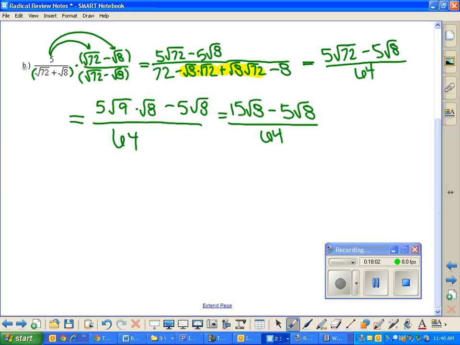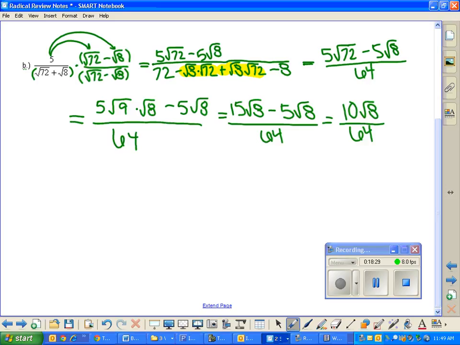So 15 square roots of 8 minus 5 of them. How many do we have left? 15 square roots of 8 minus 5 square roots of 8. 10 square roots of 8. Thank you, John. I appreciate that. 10 square roots of 8 all over 64. Thank you, Chase, for that.